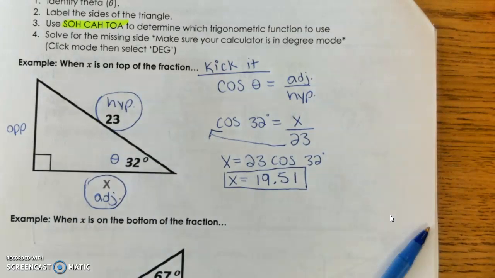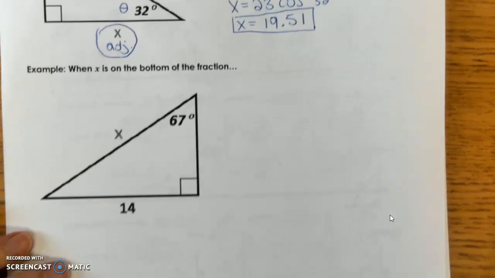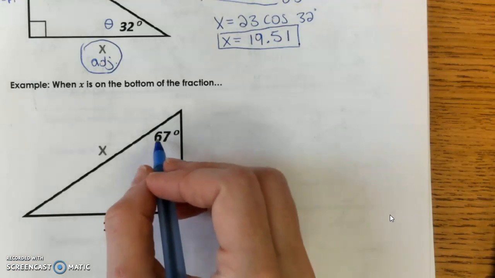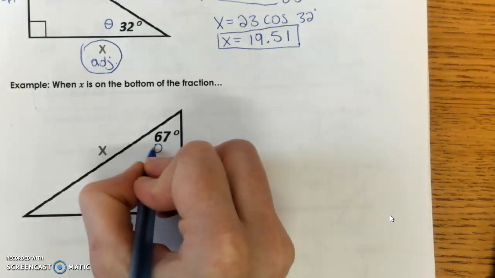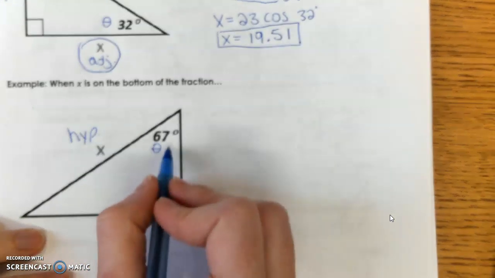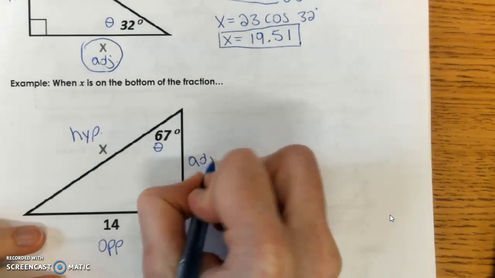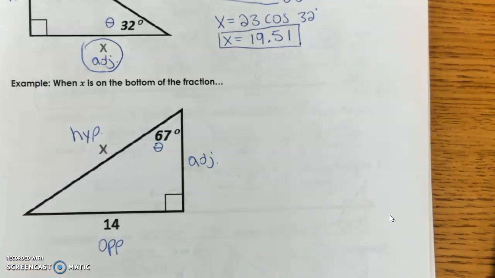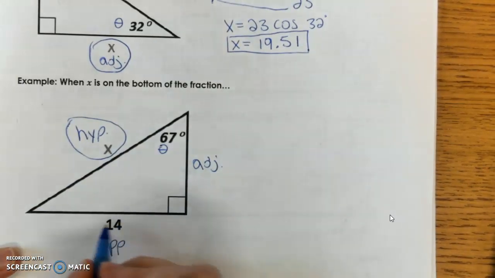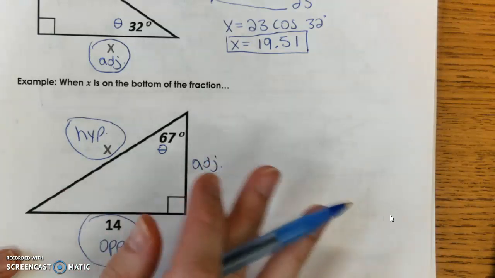Now let's do an example where x is on the bottom of the fraction. So let's go ahead and label everything. I know they're only giving me one angle besides the right angle, so this must be theta. Let's label my hypotenuse, the long side. My opposite is the side across from theta, which makes this my adjacent. I'm going to circle all the sides with information. So I'm going to circle the hypotenuse because it's got a variable, and I'm going to circle the opposite side because it's got a number. The adjacent side doesn't have anything next to it, so I'm just going to ignore it.